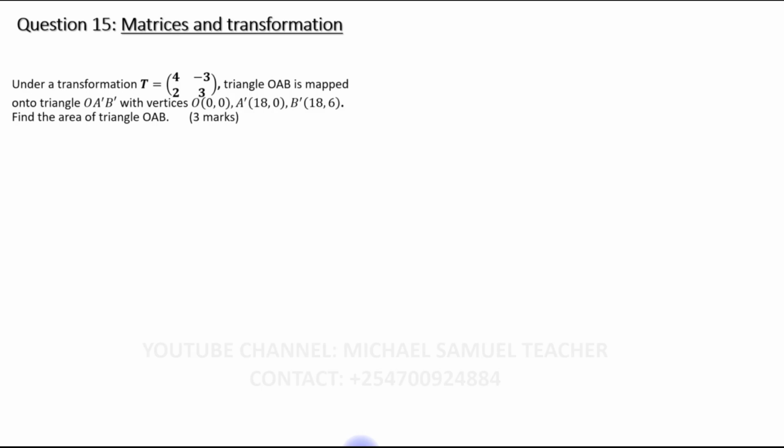So in this case, just allow me to make a sketch of the triangle, though it's not necessary. So, assuming this is a triangle OAB, O is (0, 0), A is (18, 0), and B is (18, 6). So we are required to find the area of this triangle, and in this case we have just been given the coordinates of those points.